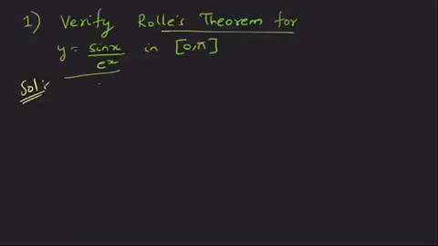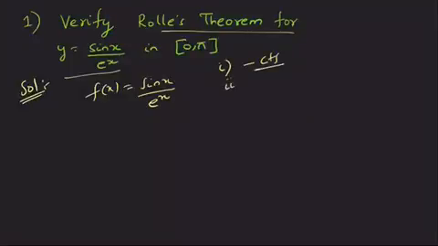First things first, I have a function f of x is sin x by e power x. First I would check its continuity. Next, I would check its differentiability. Sin x and e power x are both continuous in 0 to pi, and e power x is anyways a positive number. So f(x) is always continuous, and similarly sin x and e power x are differentiable and e power x is always a positive number. So sin x by e power x is always differentiable.